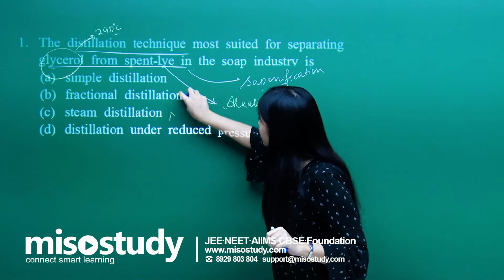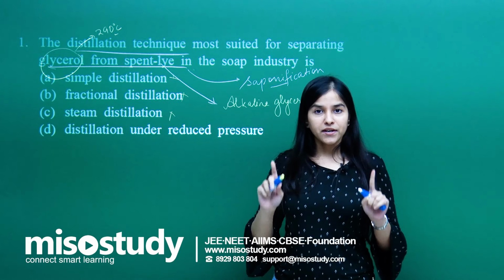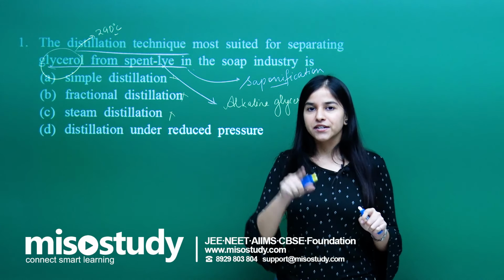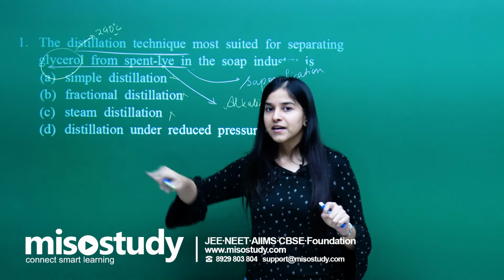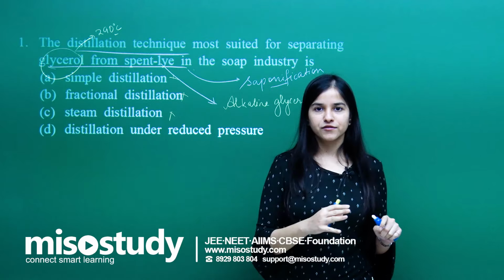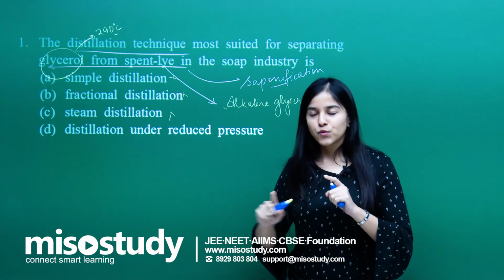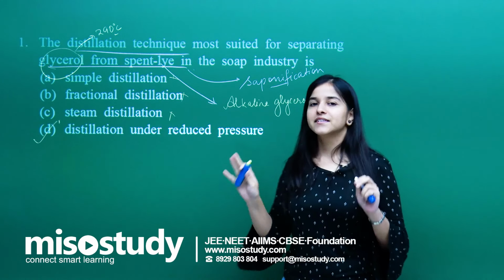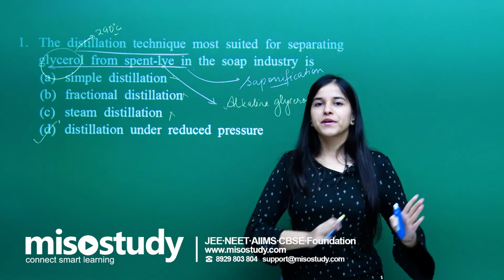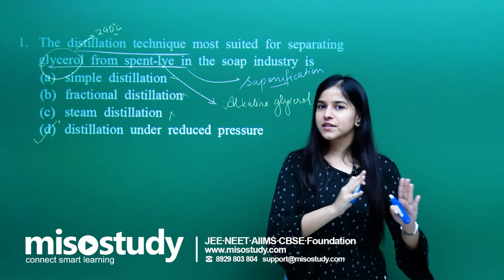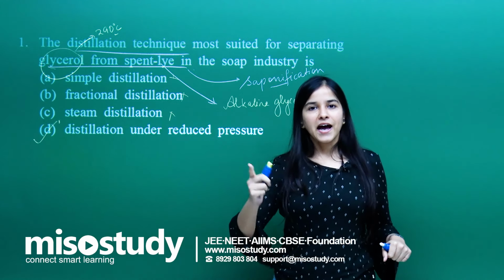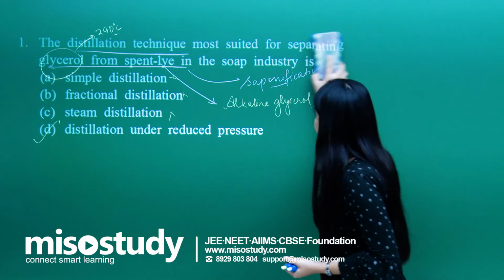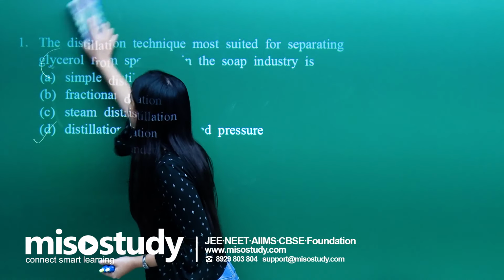So all of these three methods will be wrong, but distillation under reduced pressure will reduce the boiling point of the glycerol, and now glycerol can easily boil off and be separated. So that is what the answer over here is: distillation under reduced pressure. We need to reduce the pressure of the entire reaction mixture, reducing the boiling point of the glycerol and separating it out. Clear? So the answer is D over here. Let's move on to the next question.